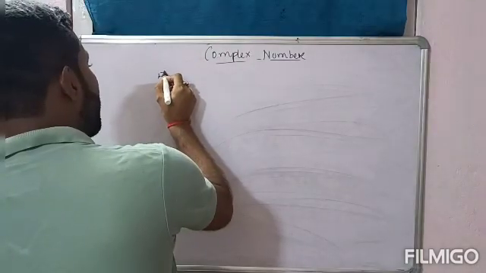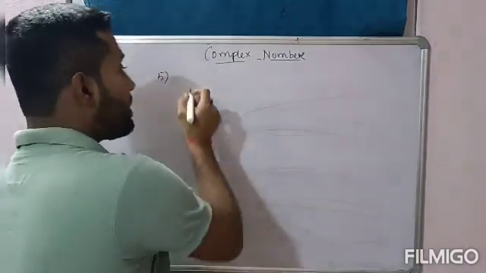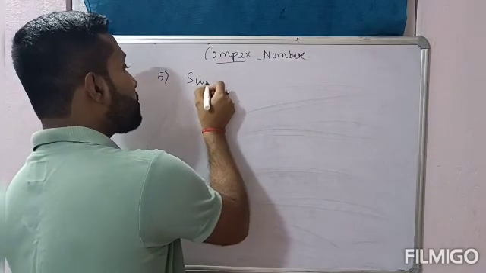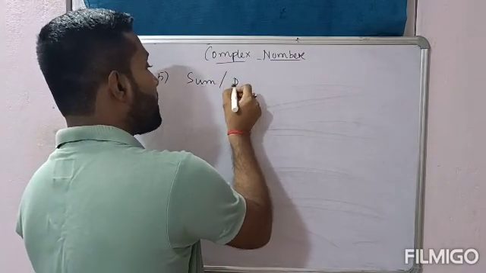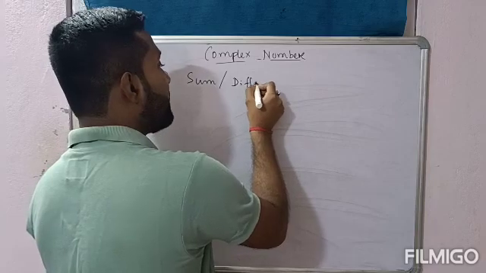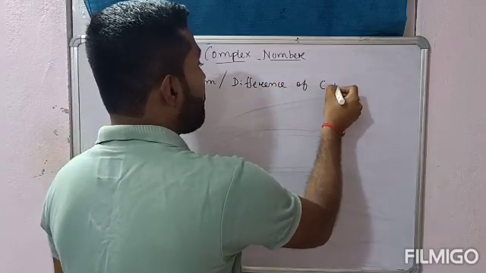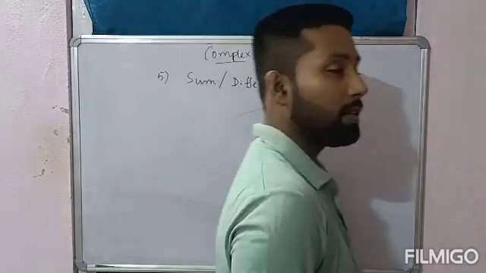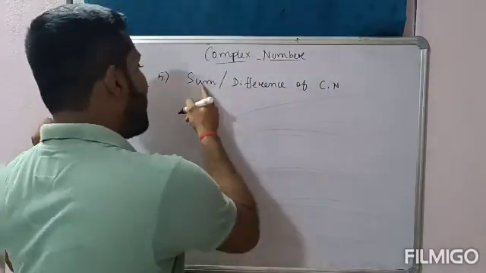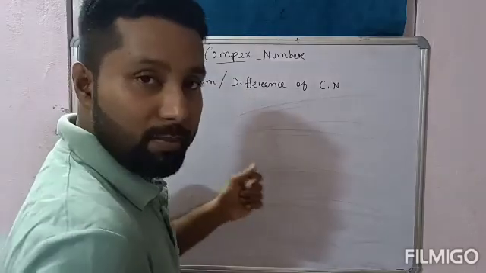Property number 5, sum and difference of complex numbers. तो पहले सम के बारे में बता देता हूं, उसके बाद मैं डिफरेंस में जाऊंगा.